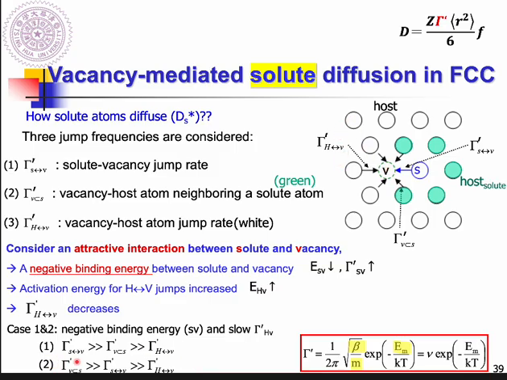The second case just exchanges the order here. The host atom surrounding the solute jumping into the vacancy has the highest jump rate. Then the second is the solute jumping into the vacancy, and the slowest, the same as case one, is the host atom jumping into the vacancy. So under this important assumption, we have two cases. For each case, we need to get the DS, the diffusivity of this solute atom.